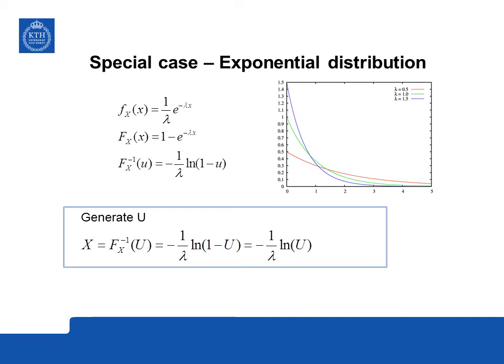We generate u, put u through the inverse of the distribution function of X, and this will give us minus 1 over lambda ln(1 minus u). And we recognize finally that 1 minus u also is a rectangular distributed variable. Mirror imaging around 1/2 doesn't change the statistical properties of u. So we simply get minus 1 over lambda ln u as the output generator.